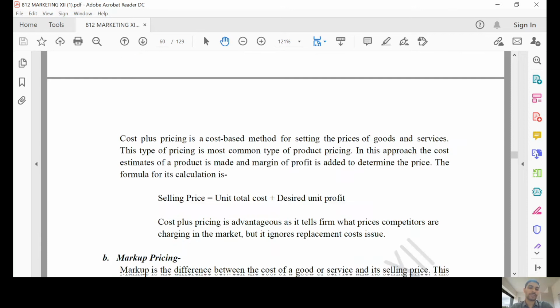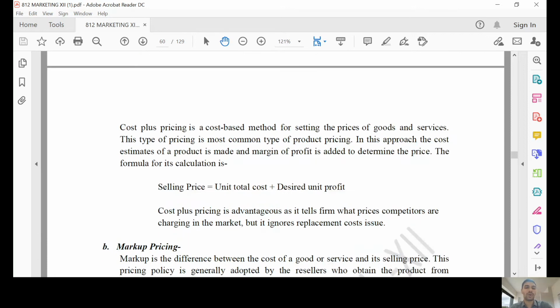First one is cost plus pricing, where we will add all the cost. To that cost we'll add the profit. Finally we'll get the selling price.